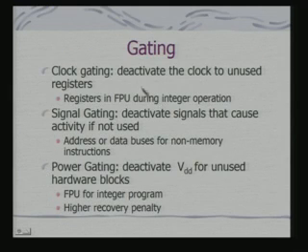Therefore, what we have as mechanisms are called gating for controlling power. First is clock gating. Deactivate the clock to unused registers. If the registers are not being used, deactivate the clock, so the power consumption disappears. So, if I have a floating point unit, then registers in the floating point unit can be deactivated when you are doing integer operations.